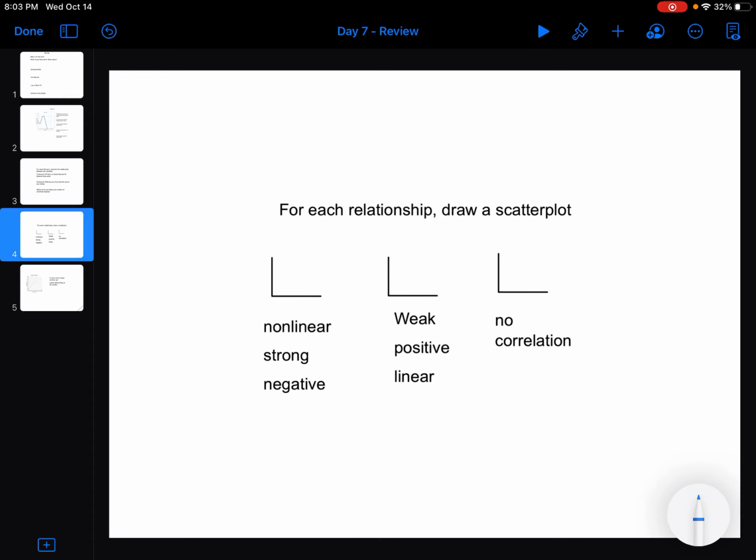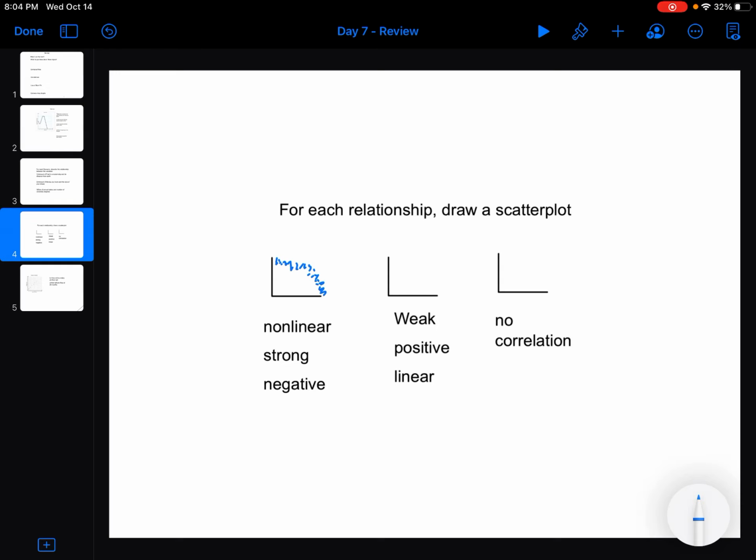For each relationship, draw a scatter plot. So this is nonlinear, strong, and negative. Well, nonlinear means it's not a straight line. Strong means all the points are pretty close to each other. And negative means it's going down to the right. So what I could do is just something like this. I'm putting a whole bunch of dots close together. They're flat, and then they're kind of curving down.